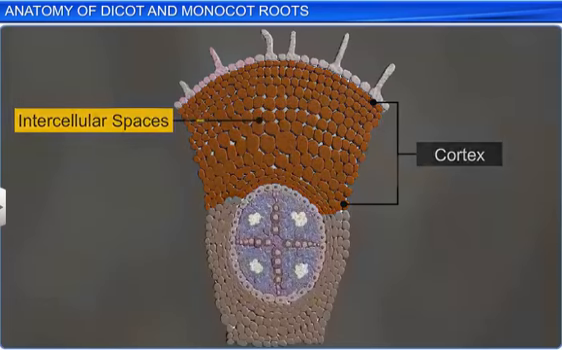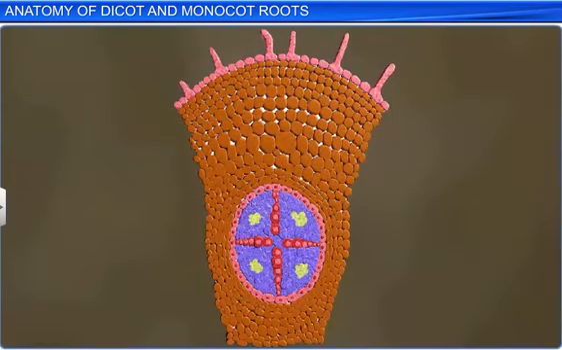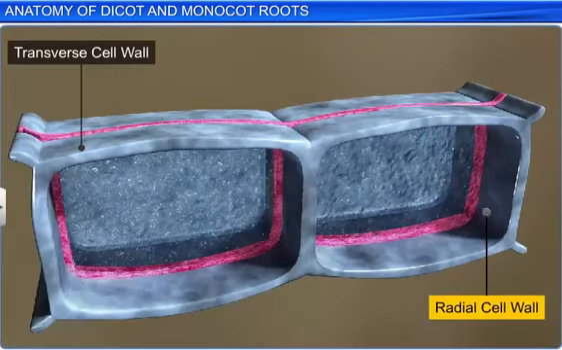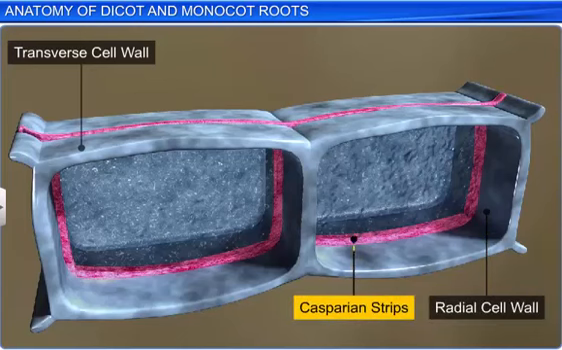The innermost layer of the cortex comprises barrel-shaped cells without any intercellular spaces. This layer is known as the endodermis. The tangential and radial walls of the endodermal cells have deposits of a water-impermeable material, or suberin, which is also called Casparian strips. Suberin is a waxy, waterproof substance present in the cell walls of the cork tissue in plants.